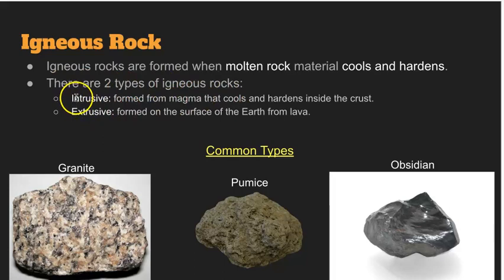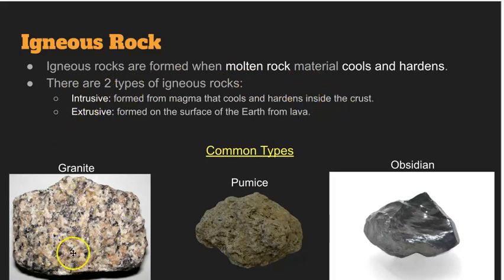Because of those two different ways of cooling and hardening, we have two types of igneous rock. We have what's called intrusive igneous rock, which is formed from magma that cools and hardens inside the crust. I remember that by just looking at the fact that this word starts with the word in. So it is intrusive, meaning that it is igneous rock that was formed inside the surface of the earth. So hopefully that's helpful. You can remember that word intrusive and know that that is rock that is formed inside the crust of the earth.